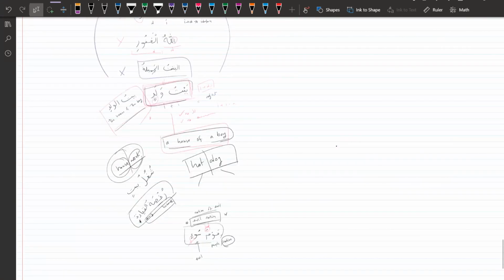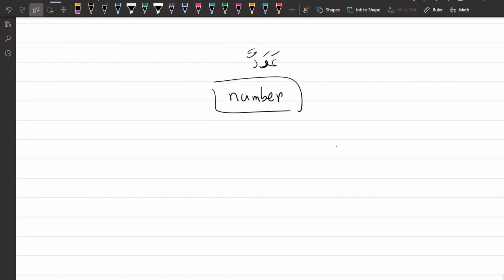So what do we mean by numbers? Numbers in Arabic is called adad. What do we mean by number? It is just like in English, you have a singular and a plural. In English, we have singular and we have a plural.